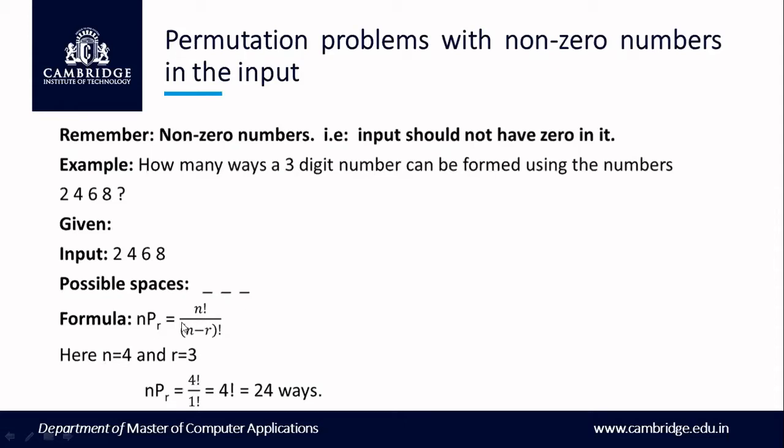Now we have the formula nPr equals n factorial divided by (n minus r) factorial. Substitute n equal to 4 and r equal to 3. You get nPr equals 4 factorial divided by (4 minus 3) factorial, which is 1 factorial. Ultimately, the answer is 24 ways. So there are 24 ways you can arrange these 4 digits in the 3-digit space provided for you.